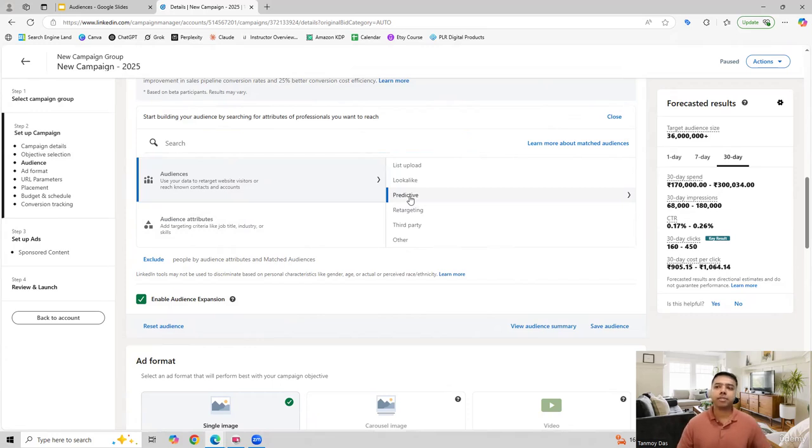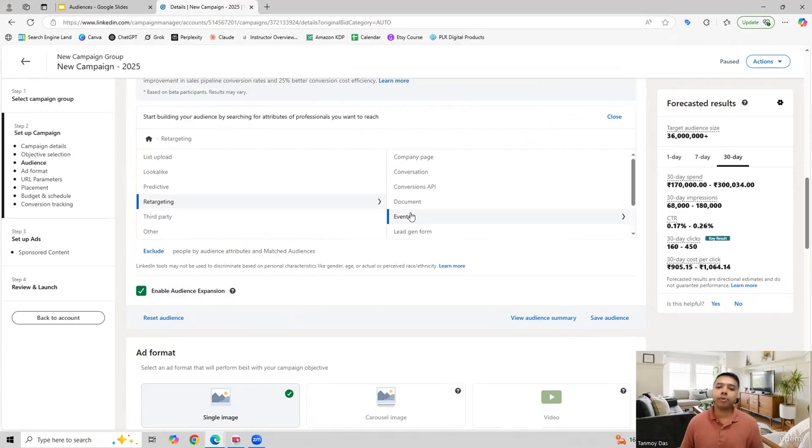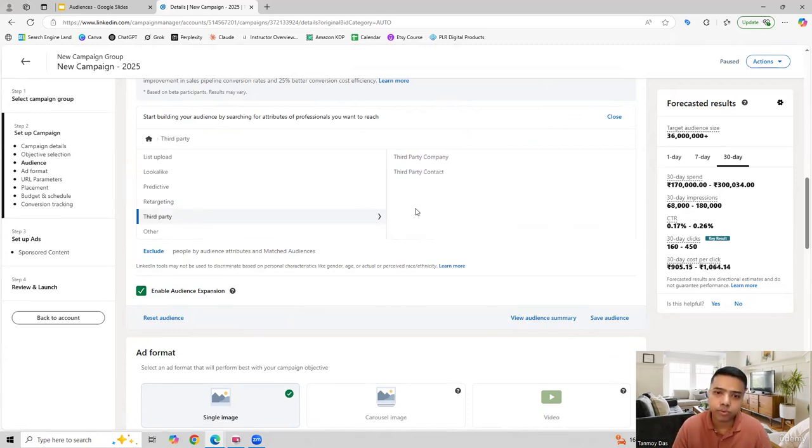Predictive, as we spoke about this, is AI-based audience targeting where LinkedIn AI will try to look for audiences who are very similar to the kind of audiences which usually interact with our website, interact with our ads. Retargeting will be a feature where you can retarget people who are engaging with our company page, or having a conversation with us, or let's say looking at a document, people who are filling up a form, we can follow them with our LinkedIn ads. And then we talked about the third party segment as well, where a marketing partner will be integrated and we will be getting audiences from there to target.